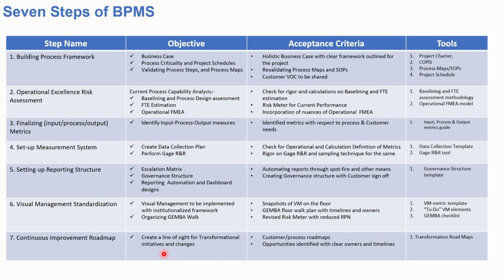The seventh step of the BPMS methodology is continuous improvement roadmap. The objective of this particular step is to create a line of sight for transformational initiatives and changes. The acceptance criteria is the process roadmap that you have to create and the opportunities identified with clear owners and timelines. Opportunity means improvement opportunities. Transformation roadmaps are the tools that can be used in this particular step. So this is the 7-step BPMS methodology.